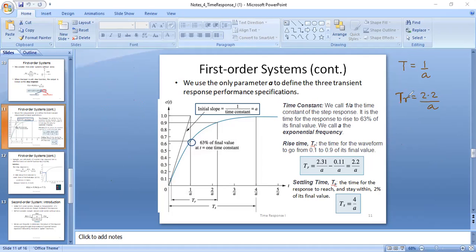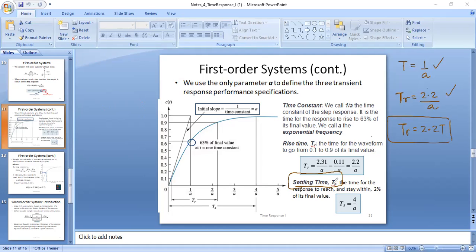Okay. So I'm saying TR is equal to 2.2 a. Is it fine? Yeah. T is equal to 1 by a. So you can write TR is equal to 2.2 T also, right? Yeah, you can write.